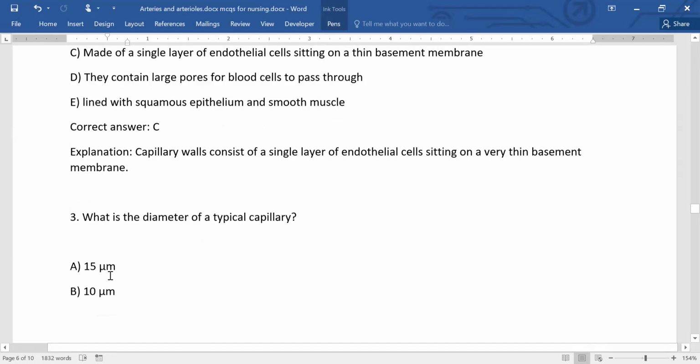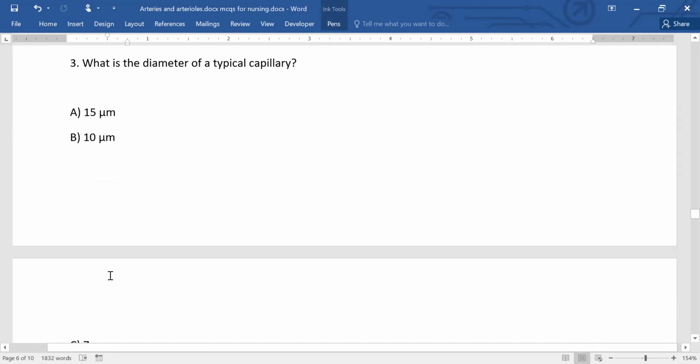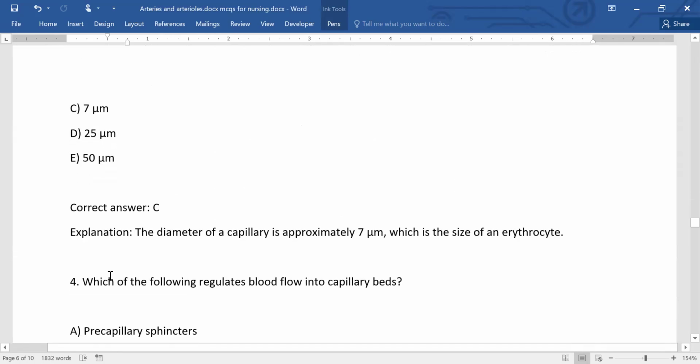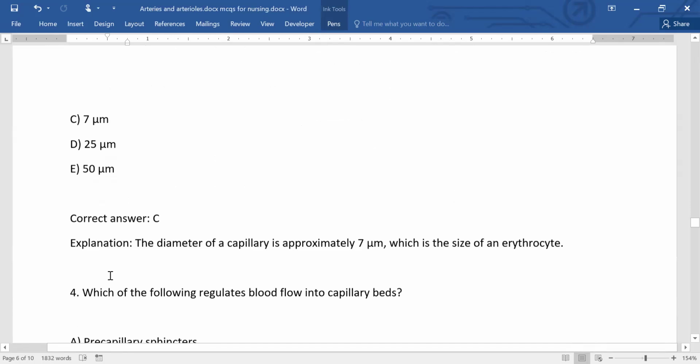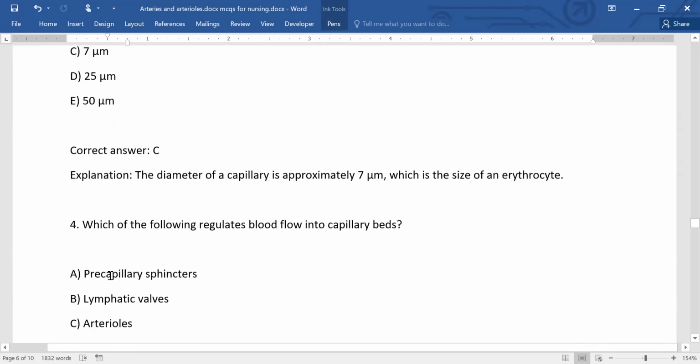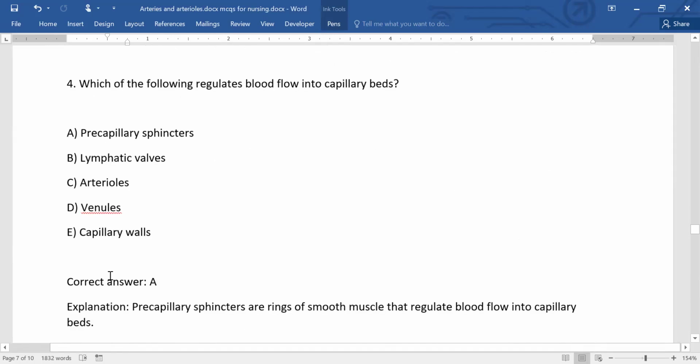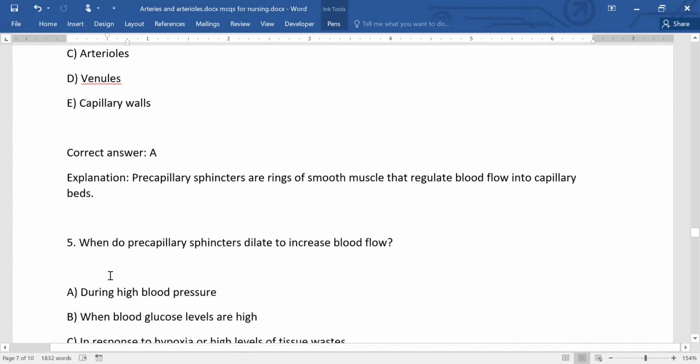What is the diameter of a typical capillary? So the correct answer is 7 micrometers. Which of the following regulates blood flow into capillary beds? So the correct answer is precapillary sphincters. Precapillary sphincters are present in the metarterioles before the capillary bed, and when they constrict, they regulate the blood flow in the capillary bed.